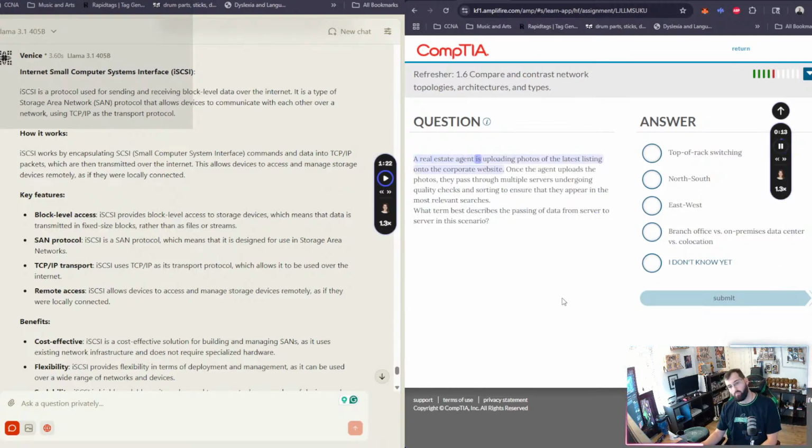A real estate agent is uploading photos of the latest listing onto the corporate website. Once the agent uploads the photos, they pass through multiple servers undergoing quality checks and sorting to ensure that they appear in the most relevant searches. What term best describes the passing of data from server to server in this scenario? Ooh, it's either east-west or top of rack switching.